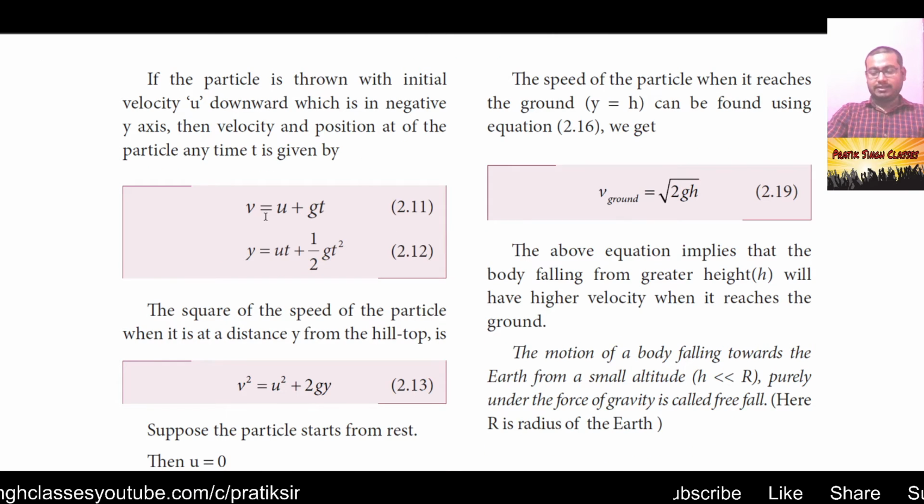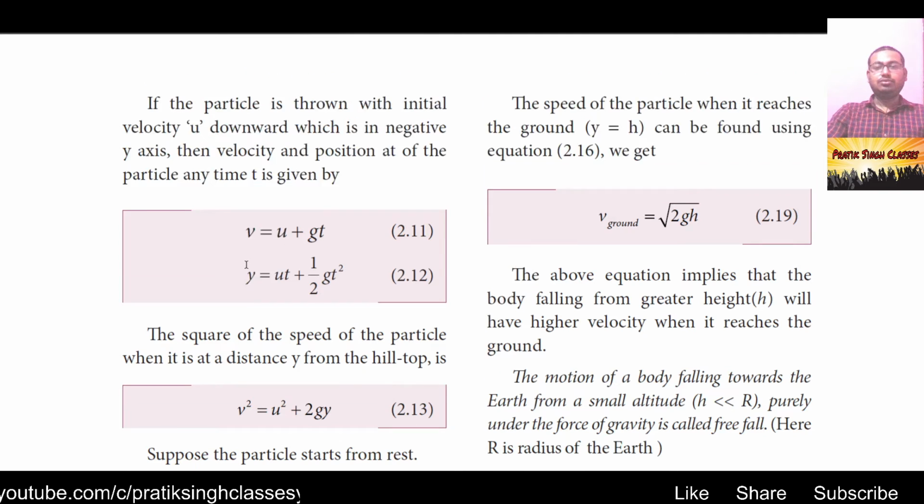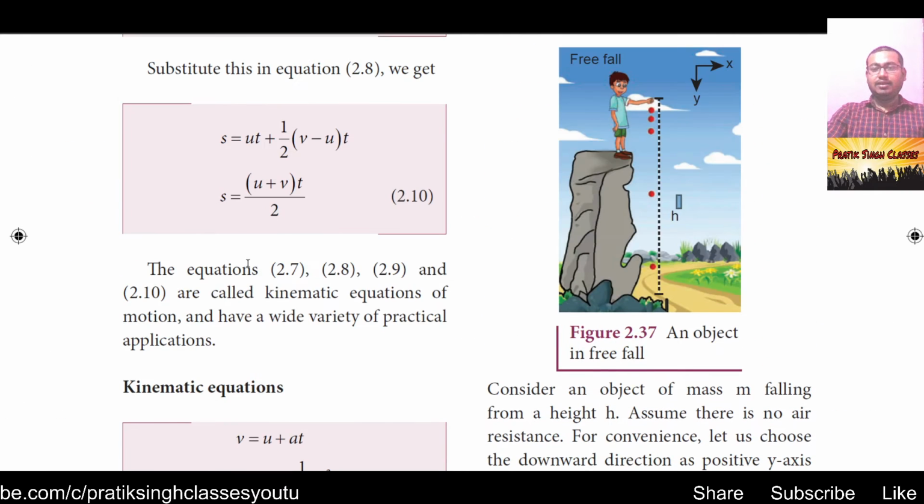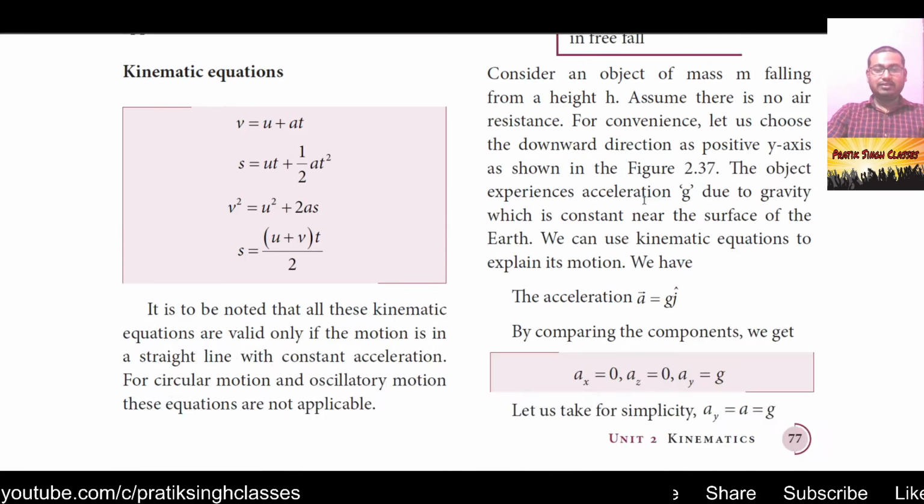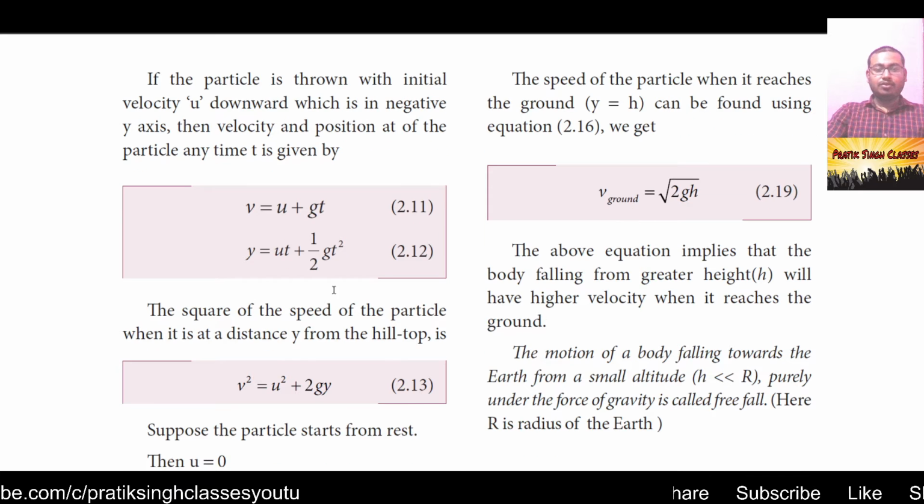At that instant the velocity of the ball will become u plus gt, and also the distance from the boy's hand to this position, the displacement, is given by y equal to ut plus half gt squared. Here y is taken because it is moving in the positive y-axis direction, and here the positive y-axis direction is taken as downward.